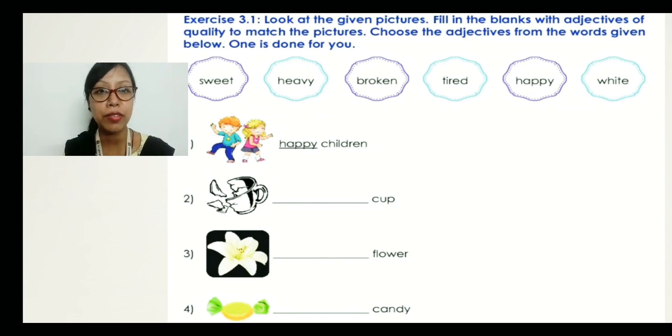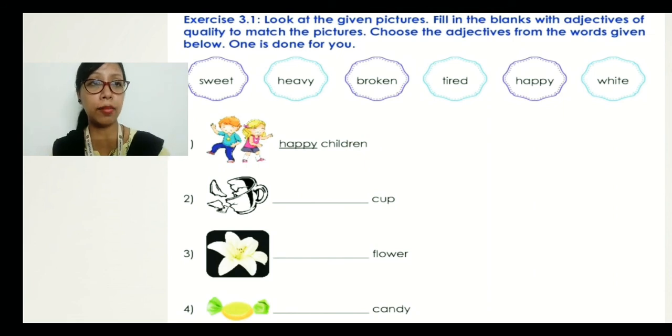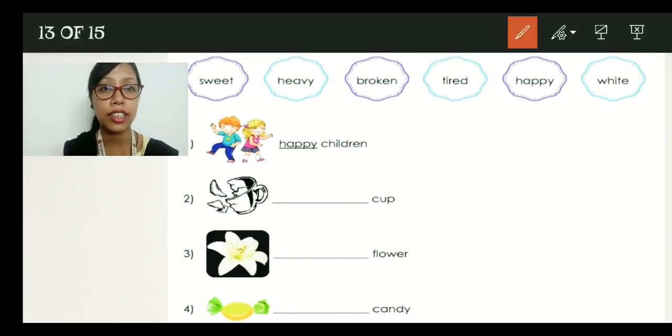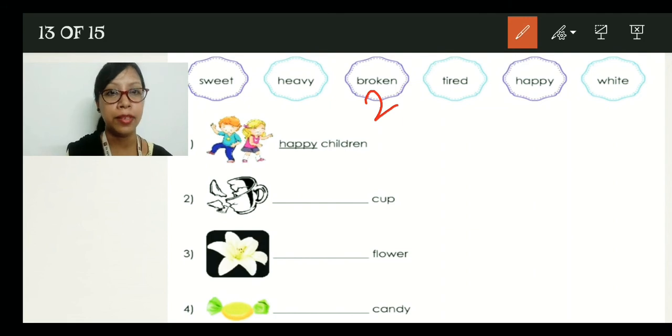So, happy children. Number 2, if you see the number 2, what do you see? It's a cup which is broken, right? So number 2 will be broken cup. So you have to write there as broken cup. Then number 3, there is a flower, dash flower. So the color of the flower is white. So you have to write the white flower.